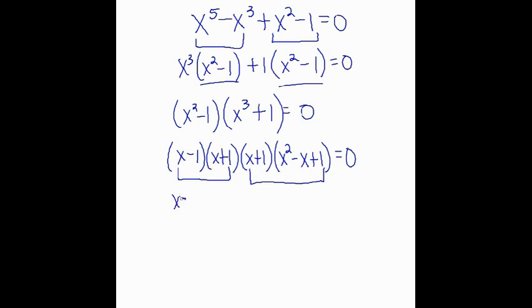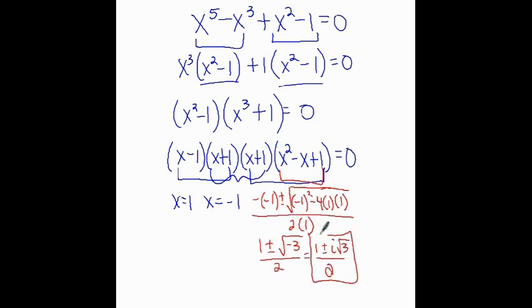We get x equals 1, x equals negative 1 from both of these solutions. So that has a multiplicity of 2. And then let's go ahead and use the quadratic formula here. And those all are solutions.